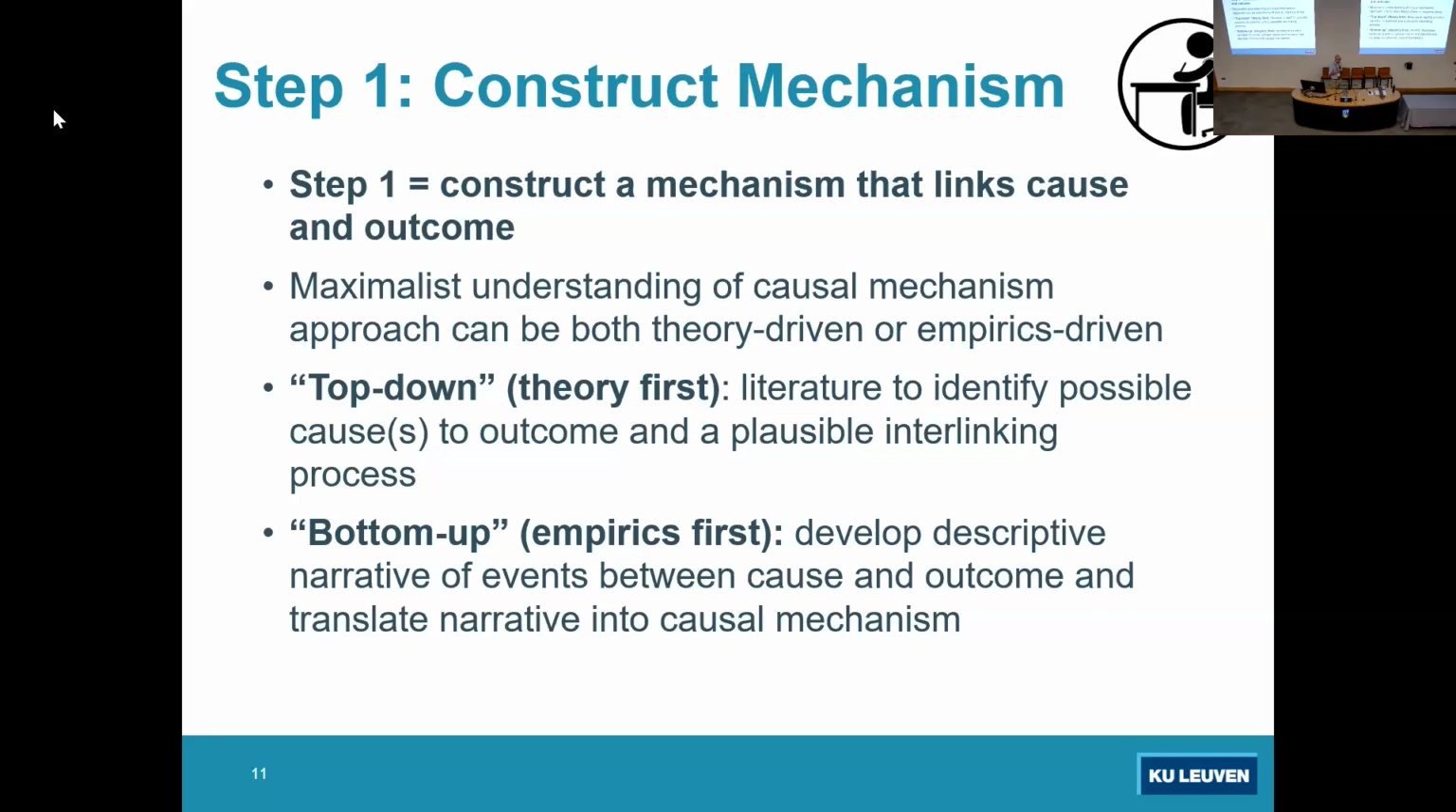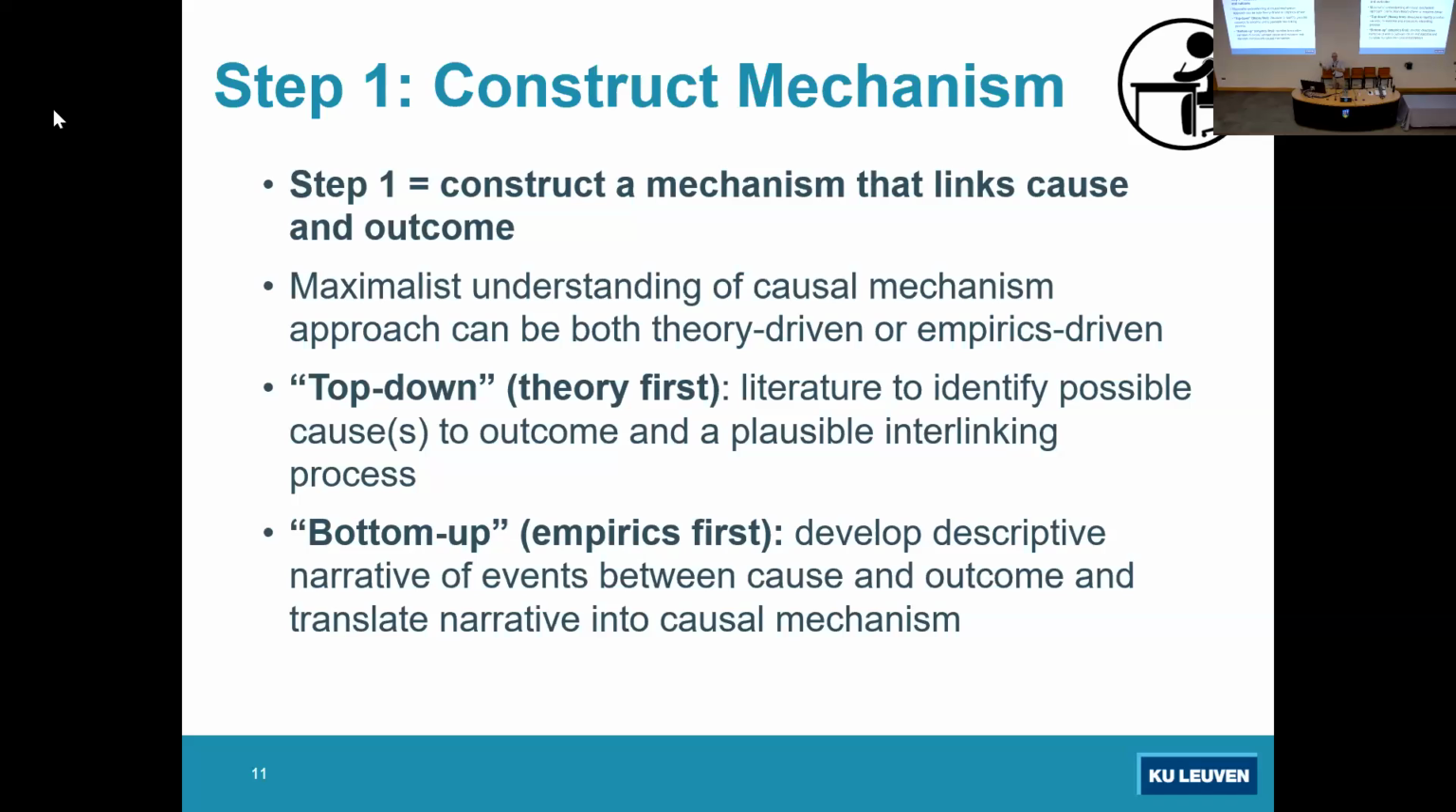So if you want to engage in a process tracing analysis, there are two main steps. The first step is to come up with this kind of mechanism. And I now stay a bit with this maximalist approach. That's also the main focus of the course. The first thing that you need to do is to come up with this kind of mechanism, these nice boxes and arrows. Of course, how do you do that?